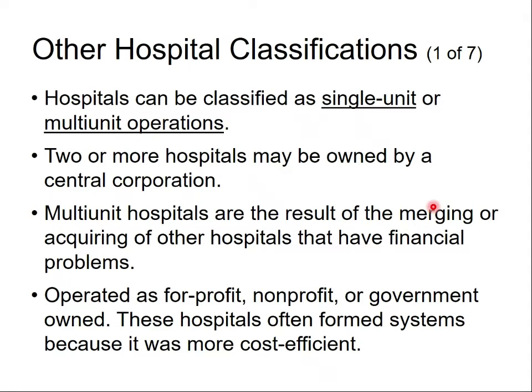There are many other classifications when it comes to hospitals and hospital systems. Let's use the next few slides to go through some of these classifications and see what are those different types. So hospitals could be standalone or single units, or they could be multi-unit operations. A single unit hospital would be just a hospital that works mainly by themselves. They serve the community that they are located in.